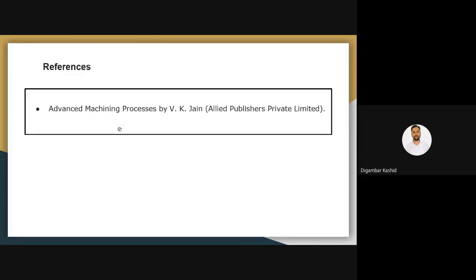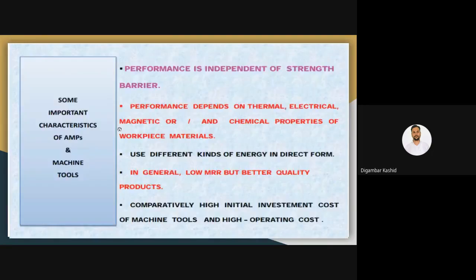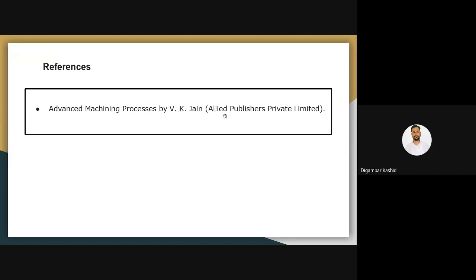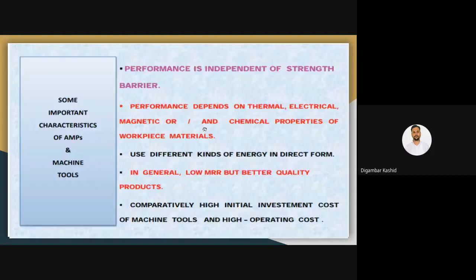Here I have given the reference also, Advanced Machining Processes by VKG. Whatever I am telling, there I have some reference. Here I am not telling my own philosophy; I am giving references, so if you see the book, you will get them. So this is about today's lecture.